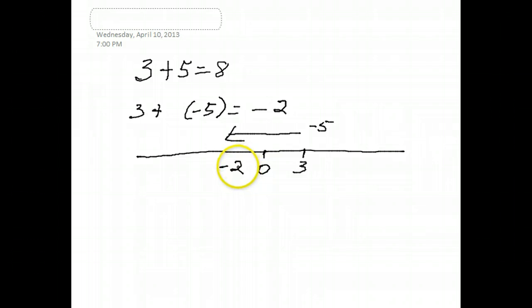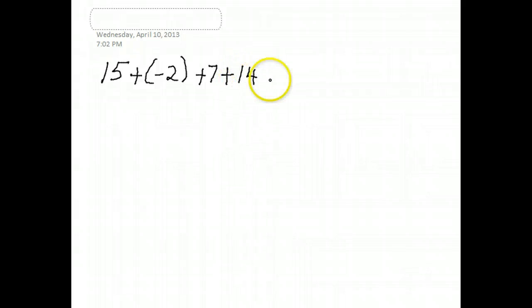Okay? Now, in some situations, you're going to be asked to add a whole bunch of positive and negative numbers. So let's look at how that would work. Here's an example: 15 plus -2 plus 7 plus 14 plus -5 plus -12.